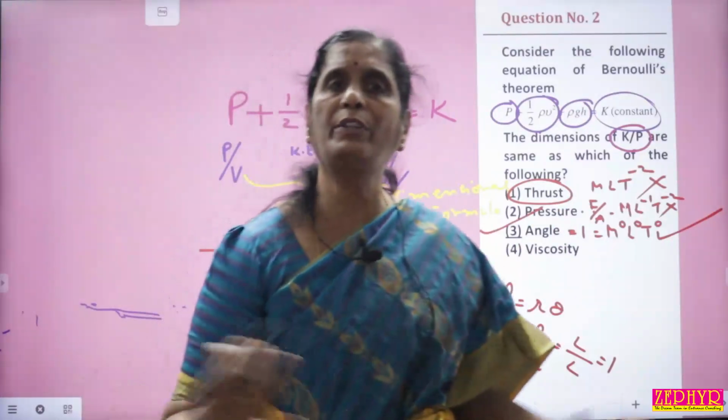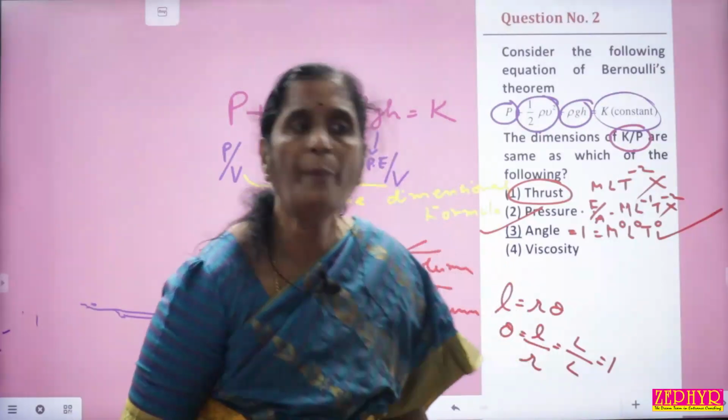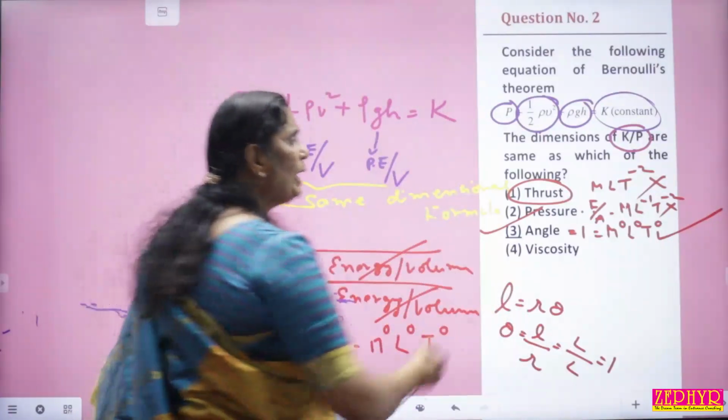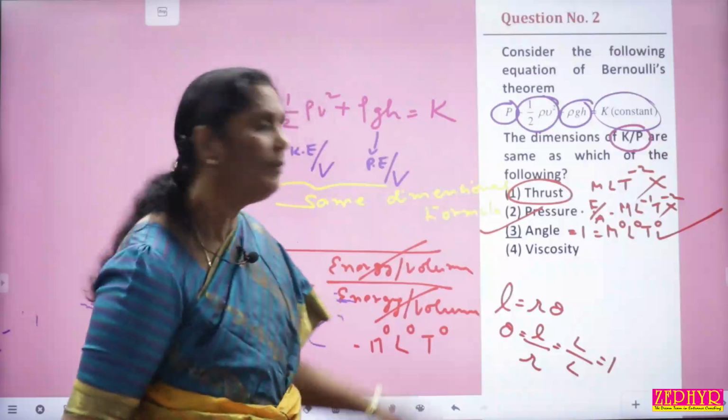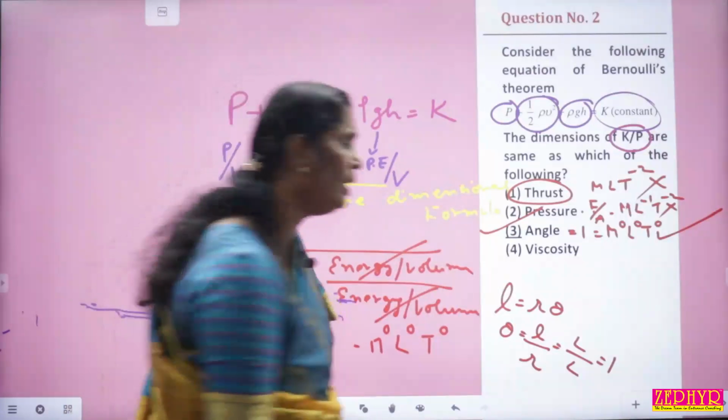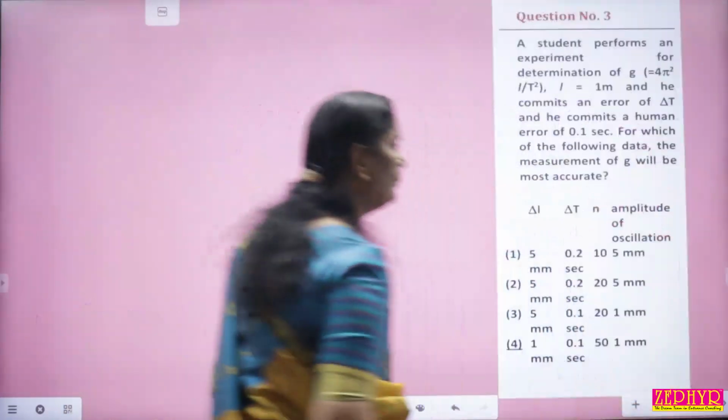Viscosity is nothing but the coefficient of viscosity, so that won't have the dimension. So angle will be the answer. Viscosity means eta, which changes. Okay, good. So the answer will be 3.